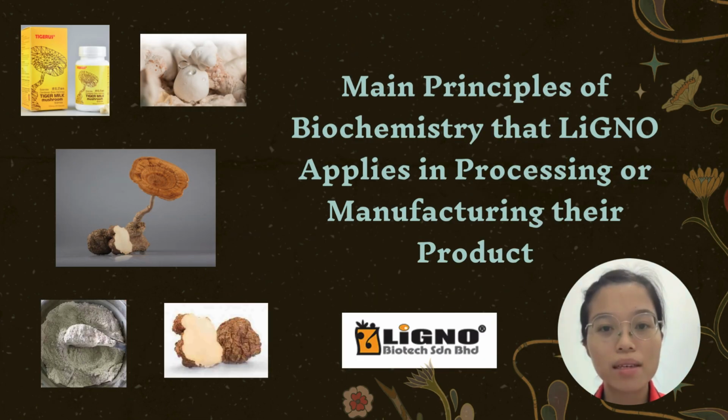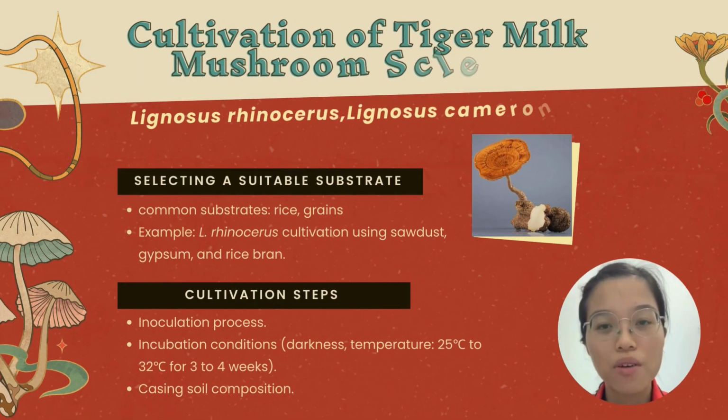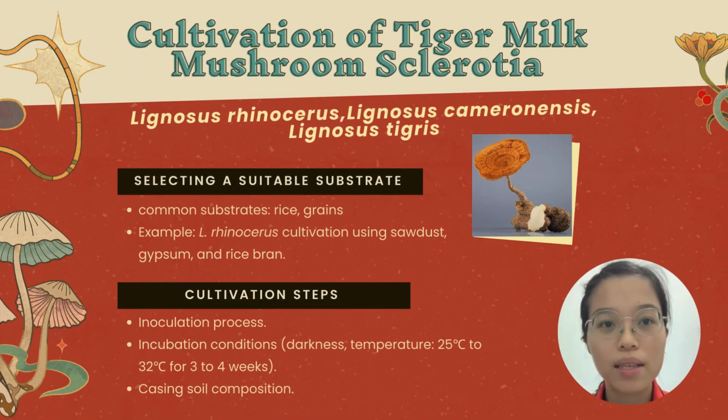Today we are presenting the main principles of biochemistry that Ligno Biotech applies in processing or manufacturing their product. Several species of tiger milk mushrooms, for example Lignosus rhinoceros, Lignosus cameronensis, Lignosus tigris. First, let's focus on the cultivation of tiger milk mushroom sclerotia.